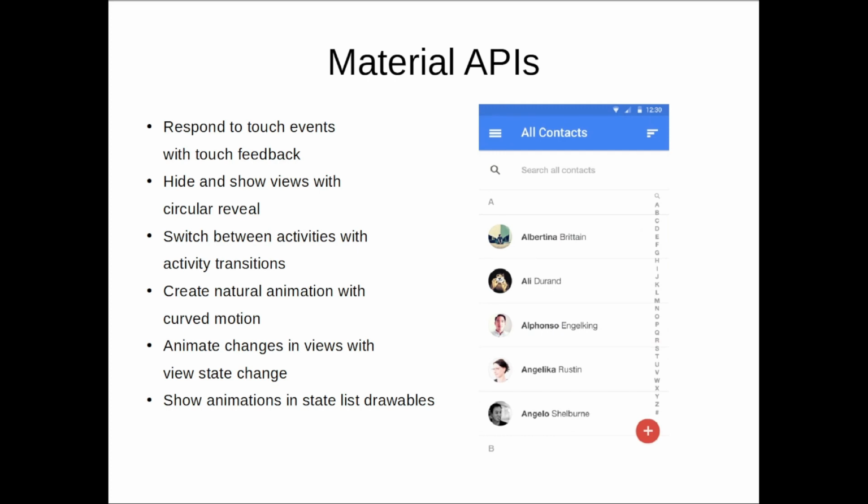In the area of APIs, we have ways to help us respond to touch events or to animate views to hide or reveal them. We have ways to do animations for transitions between activities or fragments, as well as other APIs to help with more esoteric or complex things like calculating motion that respects inertia and momentum, animate changes as a view transforms, or show animations in state lists.